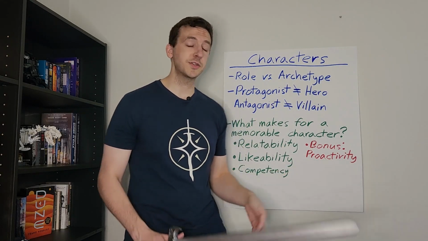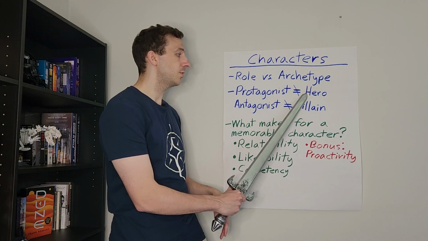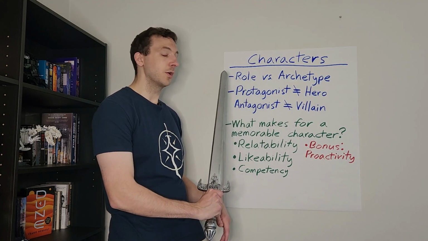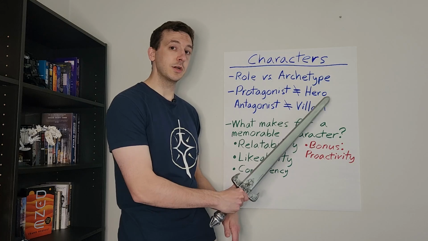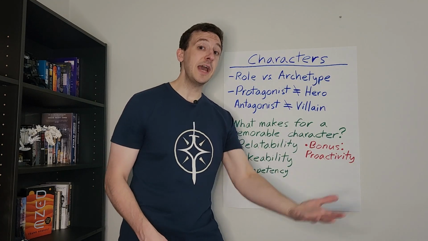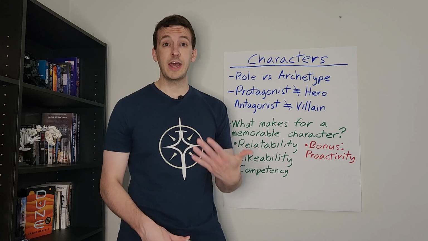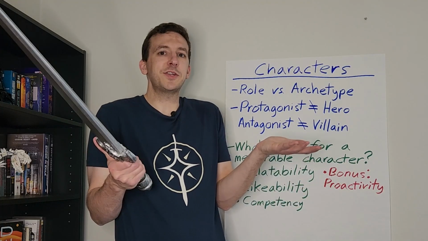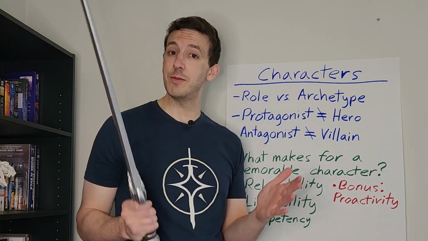Now, I also like to draw this distinction between protagonist and hero, antagonist and villain. The former in both of these pairs is a role, whereas the latter is an archetype. A story can absolutely follow a villainous protagonist, or a story could have a heroic antagonist. Now you may be thinking, but gee Brandon, what is a character archetype? And boy golly, I'm glad you asked.